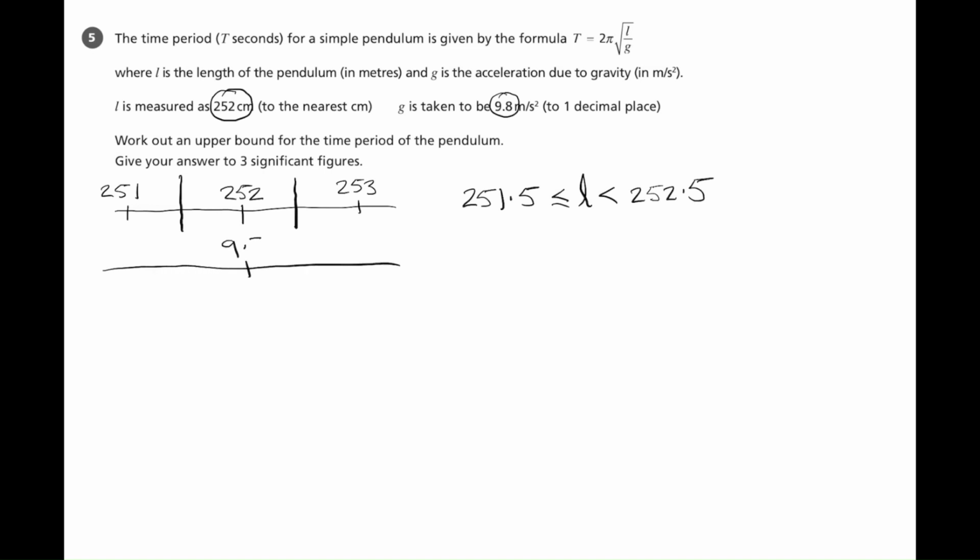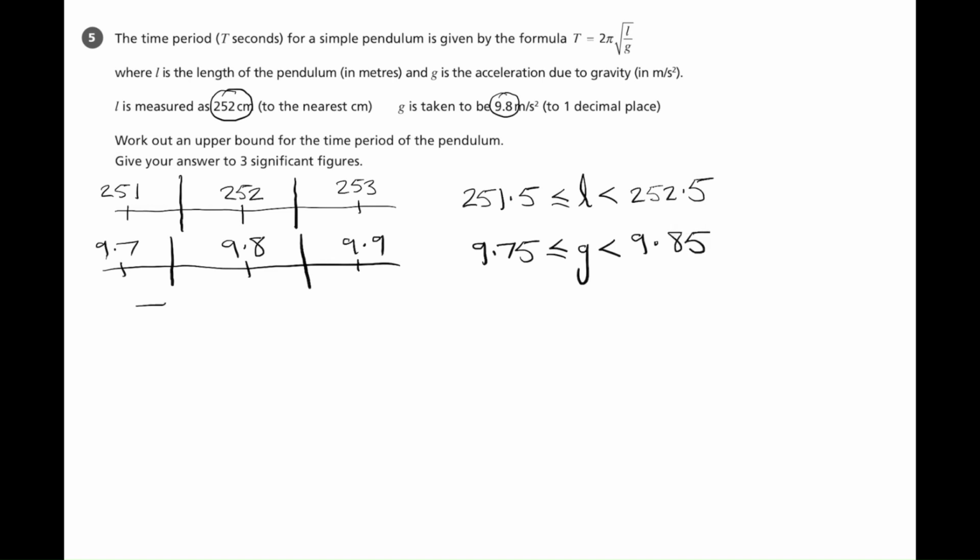We're now rounding off to one decimal place. So the number before 9.8 would be 9.7 to one decimal place, and afterwards 9.9. The lower bound will be halfway between 9.7 and 9.8, and the upper bound halfway between 9.8 and 9.9. So we have 9.75 less than or equal to G is less than 9.85.